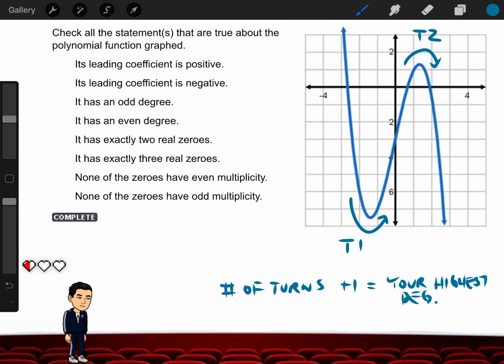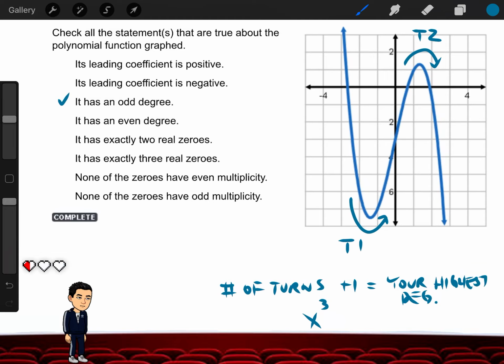So in here you can roughly say that your highest degree could be x to the third power. In some cases, it could be x to the fifth power. Don't even worry about it. Just need to know one thing: it's going to be an odd number degree.